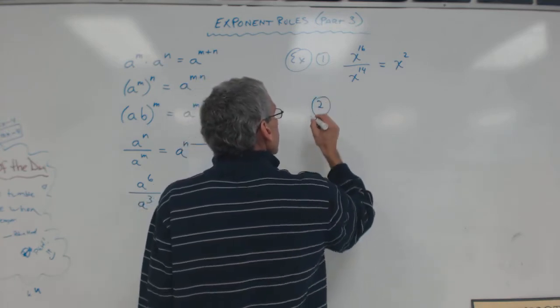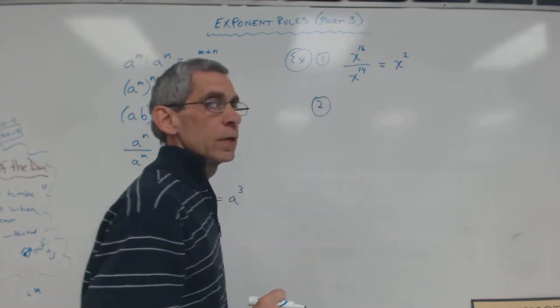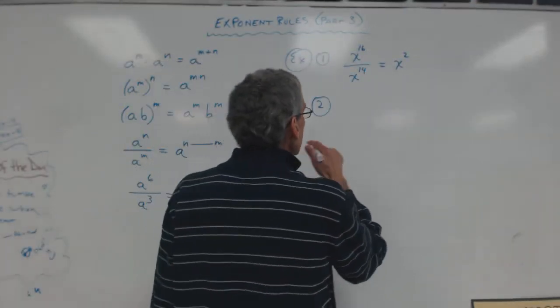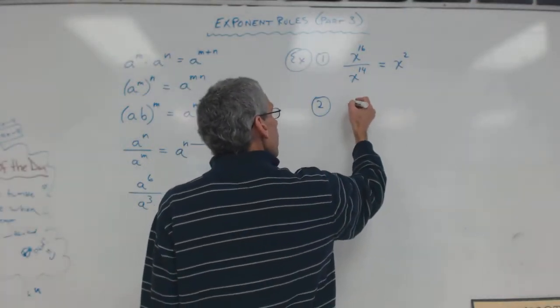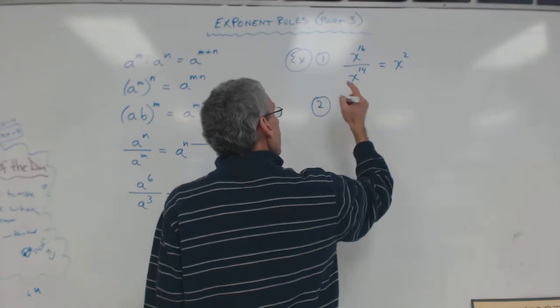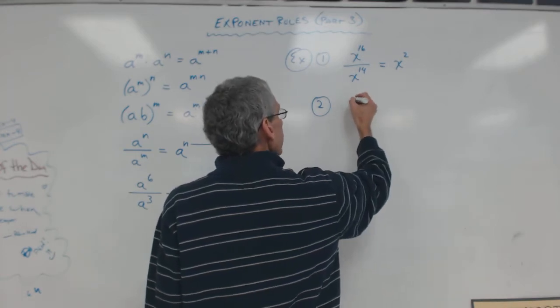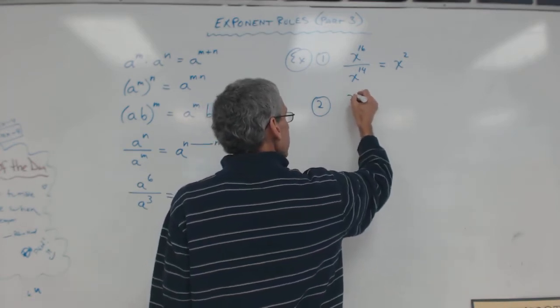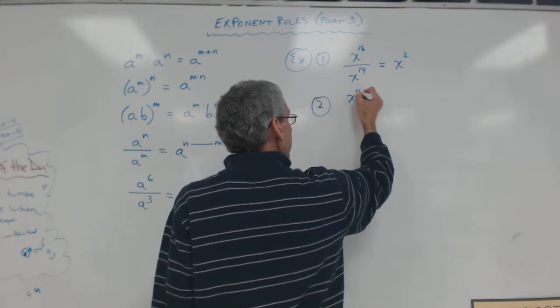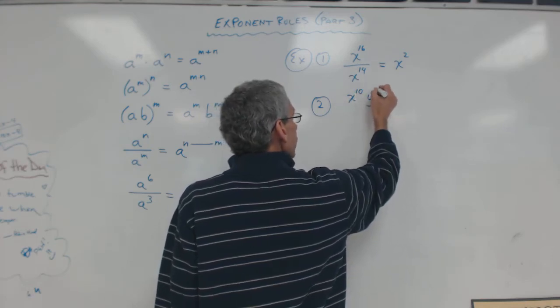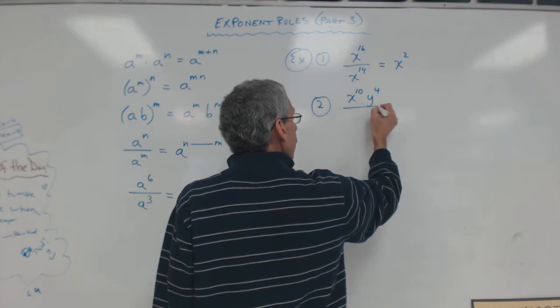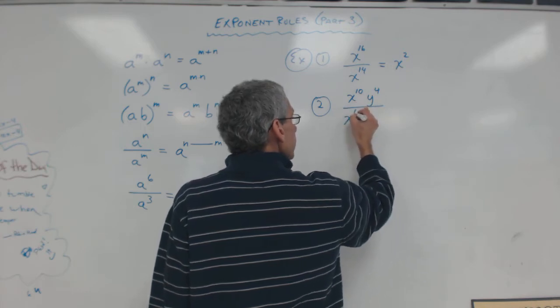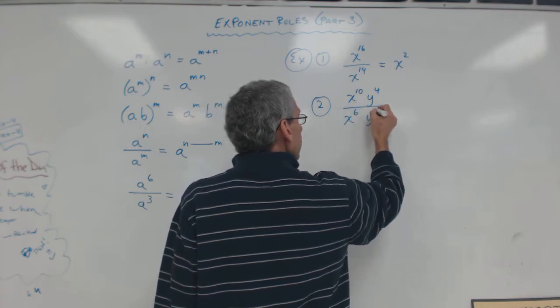Wait, no, I'm writing that down. Don't go so fast. I'm as fast as I can. All right, I'm going to make it a little harder now. So let's say I do this. X to the 10th, y to the 4th over x to the 6th, y squared.